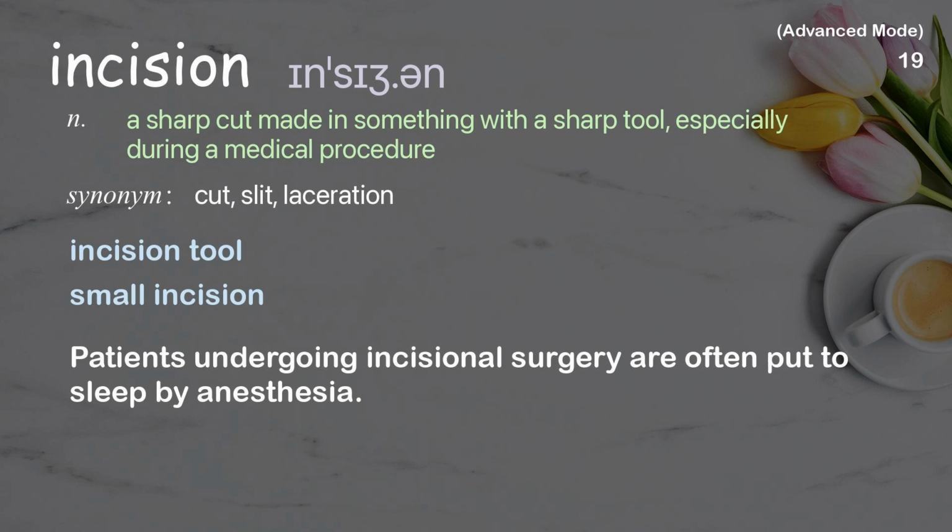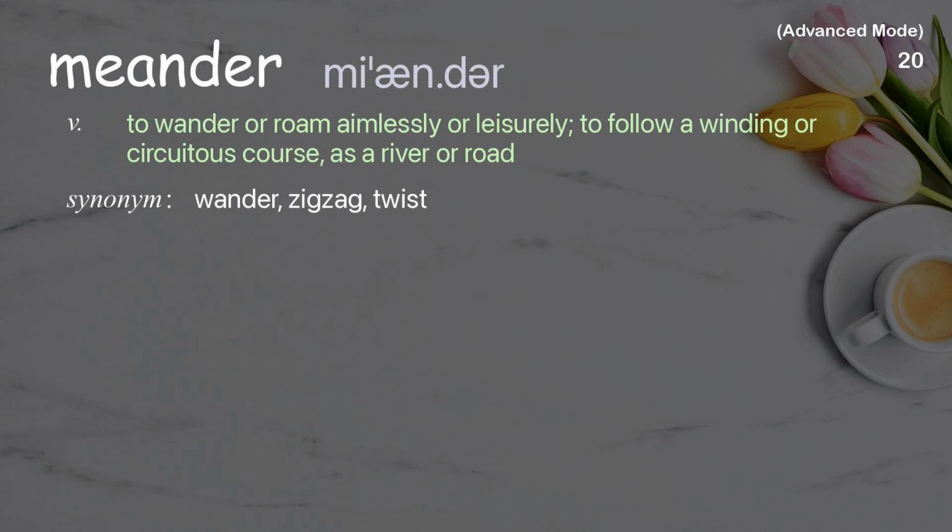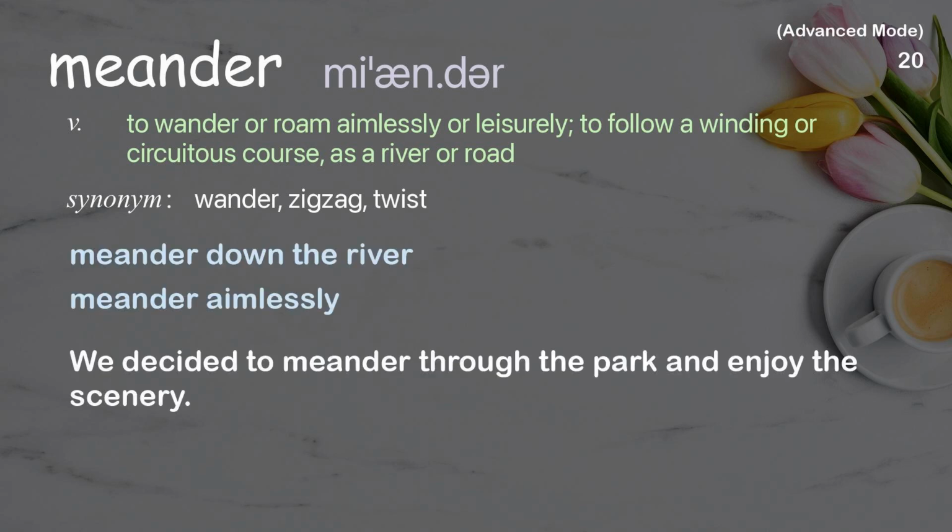Meander. To wander or roam aimlessly or leisurely, to follow a winding or circuitous course, as a river or road. Examples: Meander down the river. Meander aimlessly. We decided to meander through the park and enjoy the scenery.